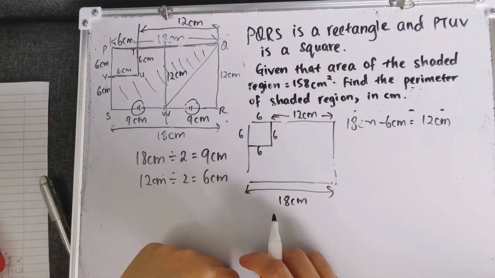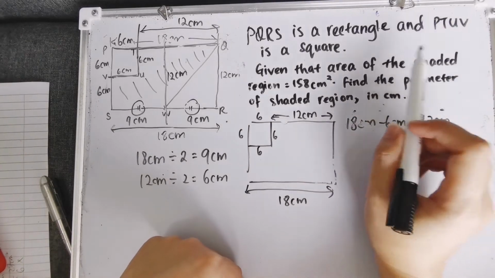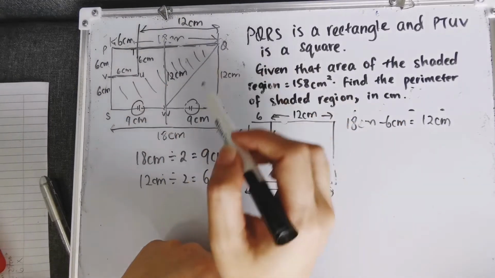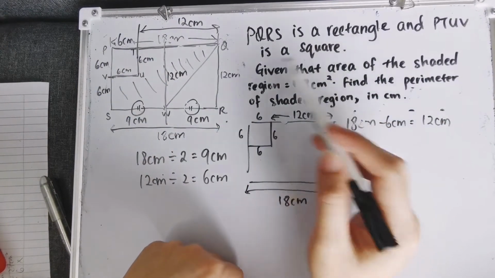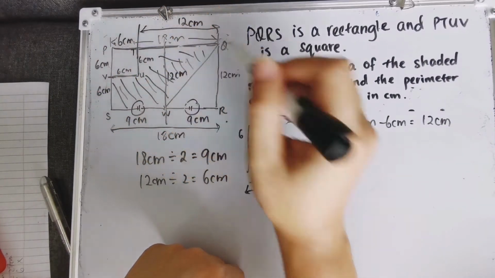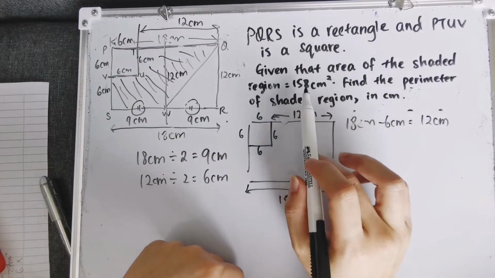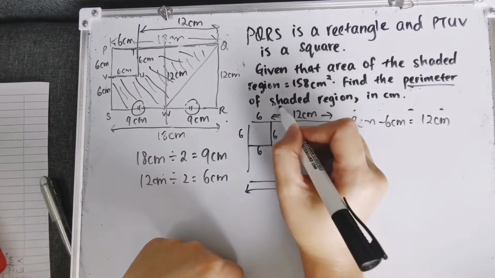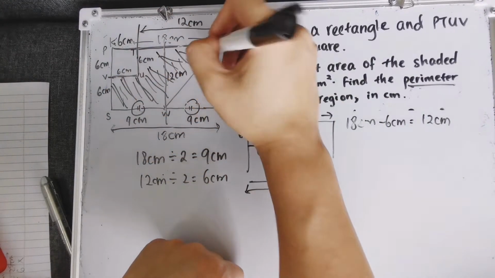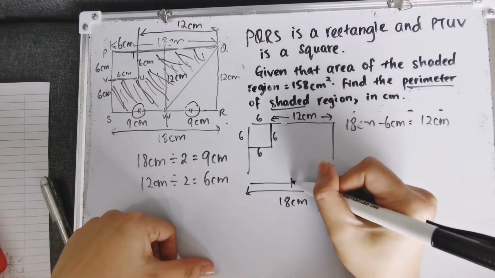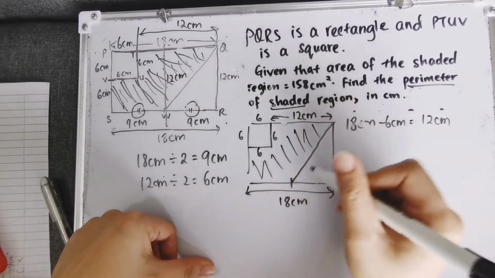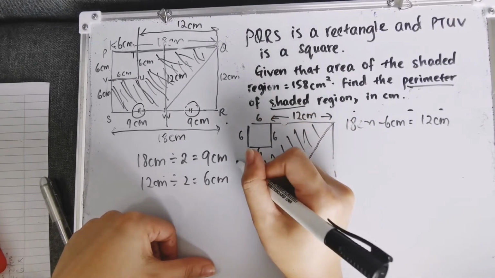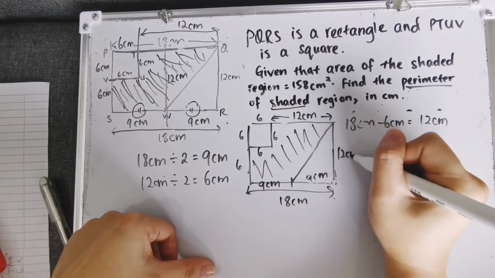Then again, this question asks us to find the shaded region. So PQRS is a rectangle and PTUV is a square. Given that this is the area of the shaded region, 158 cm², find the perimeter. So this question asks us to find the perimeter of the shaded area. Okay, so right now, this is 9 cm, this is 9 cm. Okay, this is 6 cm, over here is 12 cm.